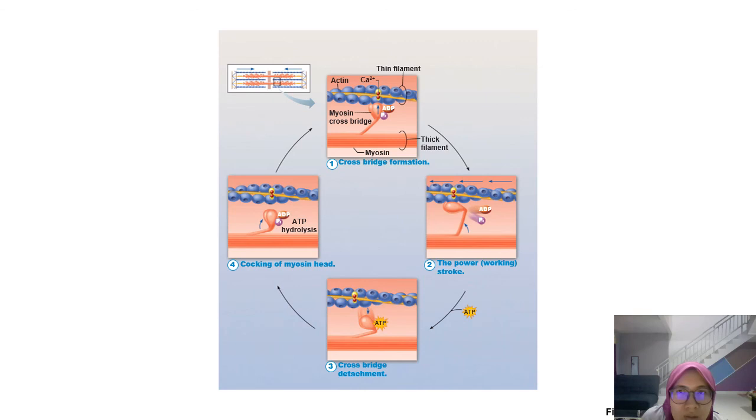This is the cycle of the cross bridge formation, starting at the myosin cross bridge, thick filament into thin filaments, and starting the power stroke, which produces ATP, and then cross bridge detachment, and then it will attach again. So this cycle will be repeated. One contraction involves many cycles of this cross bridge formation. Okay, this is all for part 2 about the sliding filament theory of contraction. Thank you.